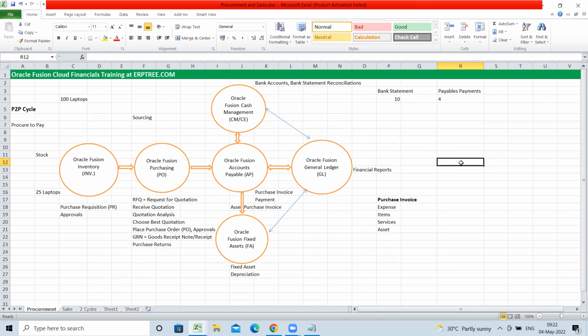Maybe they might still be working on that. If they say we are moving to cloud, maybe they have started moving to cloud. It takes time. When you move to cloud from EBS, again it is like re-implementation only. You cannot upgrade from EBS to Fusion. That option is not available.